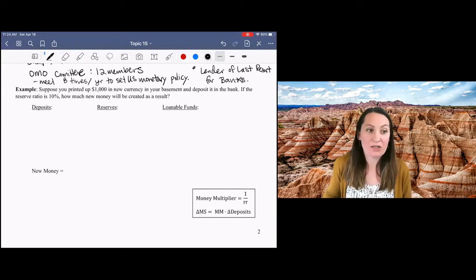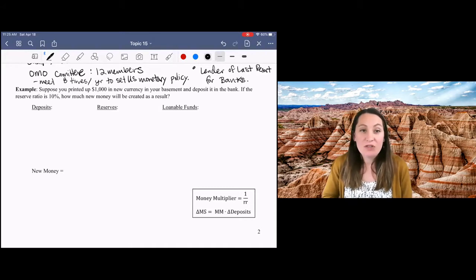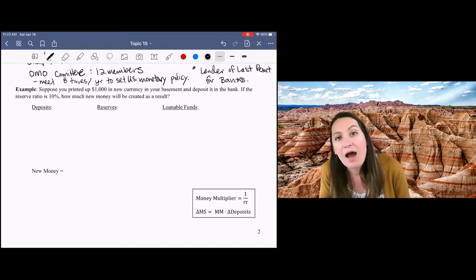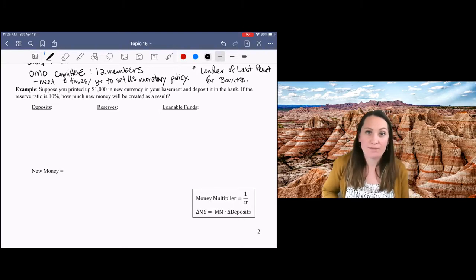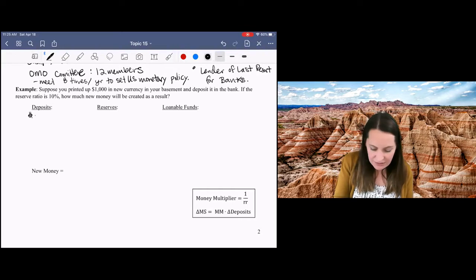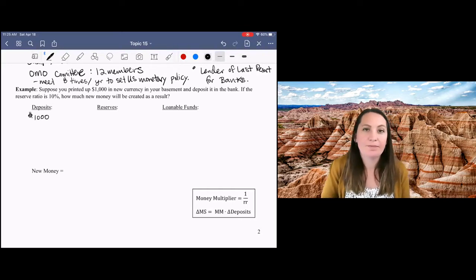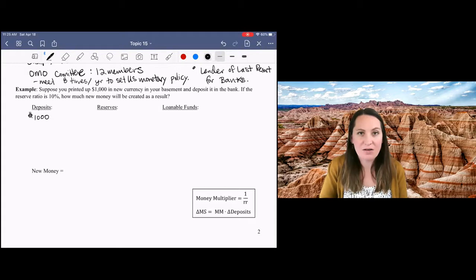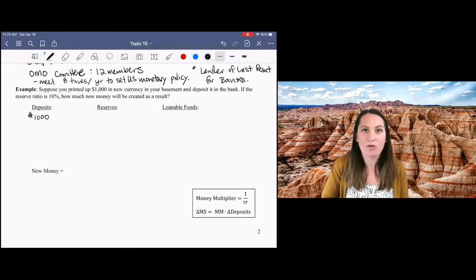We have an example here. Suppose you print up $1,000 in new currency and you deposit it in the bank. Suppose the reserve ratio at the bank is 10%, how much money will be created as a result? So what we have here is $1,000 in new deposits. Okay, we've created $1,000 in currency, and we want to think about how that affects the money supply through the fractional reserve banking system. So when you deposit that $1,000 in the bank, what does the bank do with it?